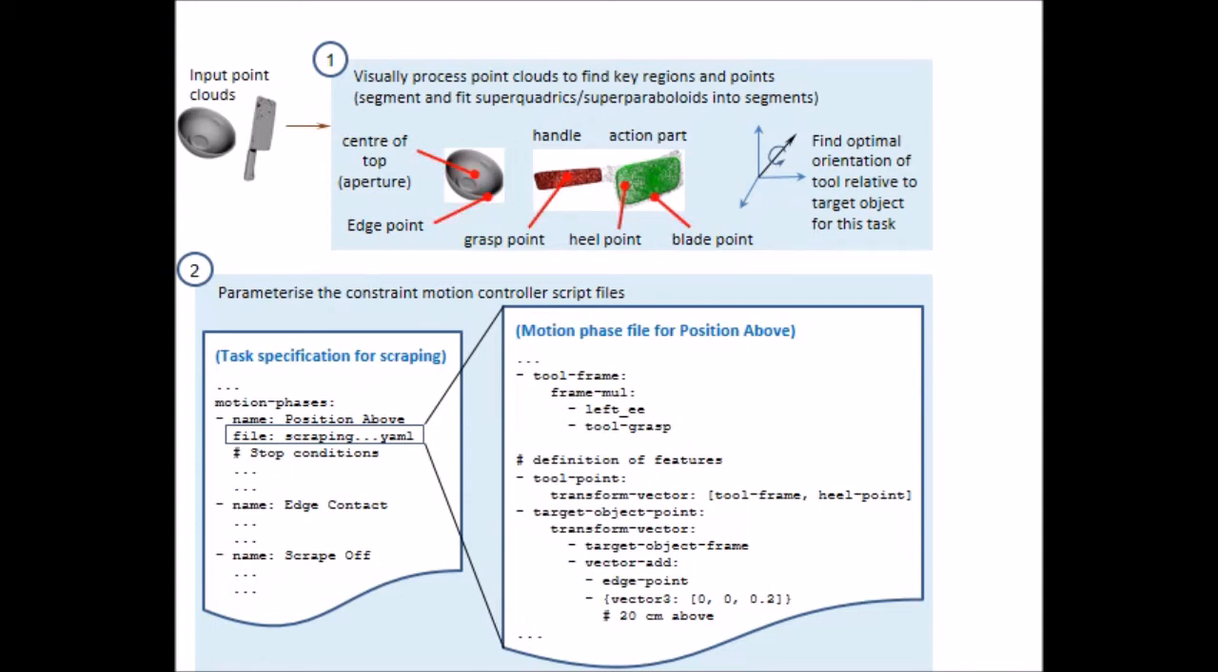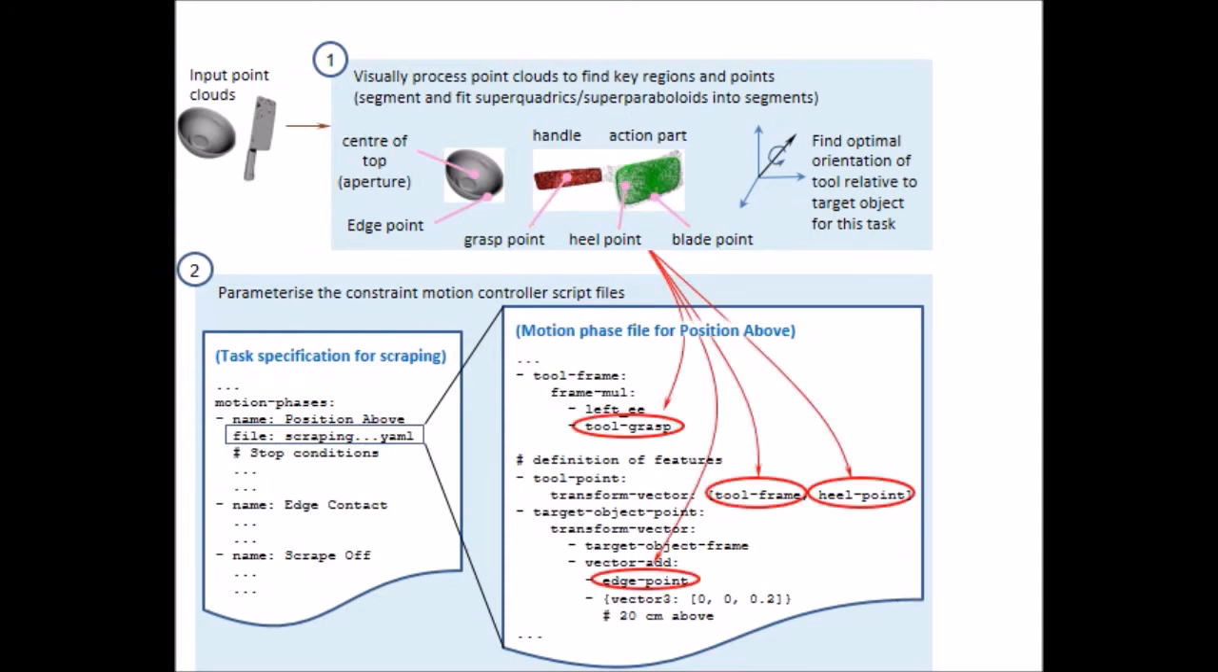These key points are then used to parameterize the motion script. For example, the motion script here specifies that the heel point will be brought 20 centimeters above the edge point of the container. If we then give the system a different container and a different tool, it will again fit geometric shapes, finding a new heel point and a new edge point, and the motion will be automatically adapted appropriately to make use of these new key points.